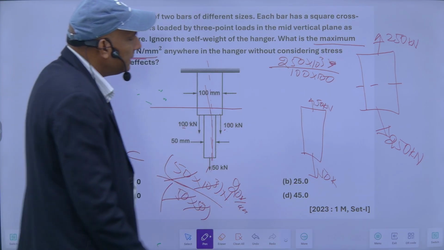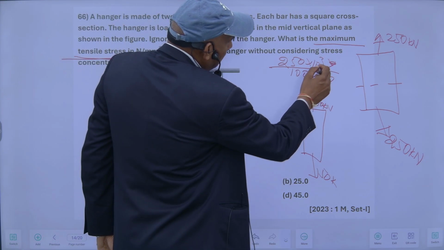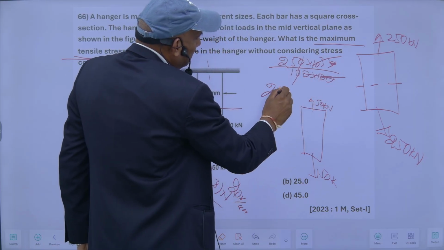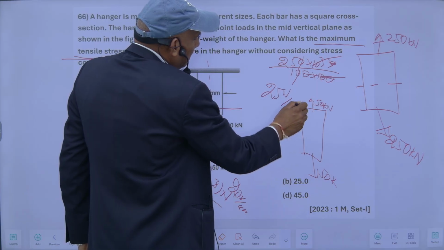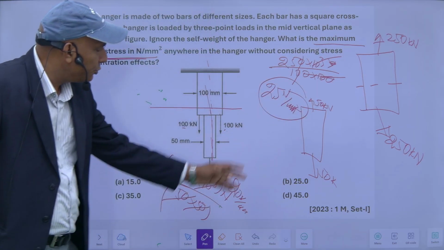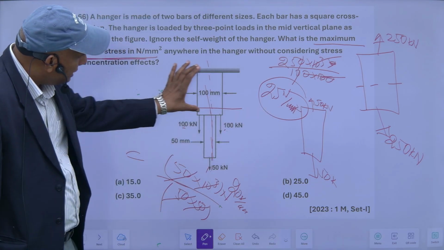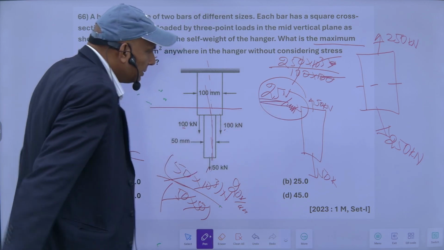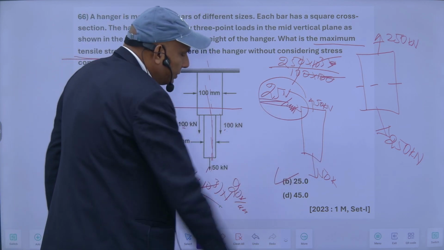And what about in this case? So this is 25. So this is 20 and this is 25. It means in this portion the stress will be more and the amount is this one. This is 25 Newton per mm square.